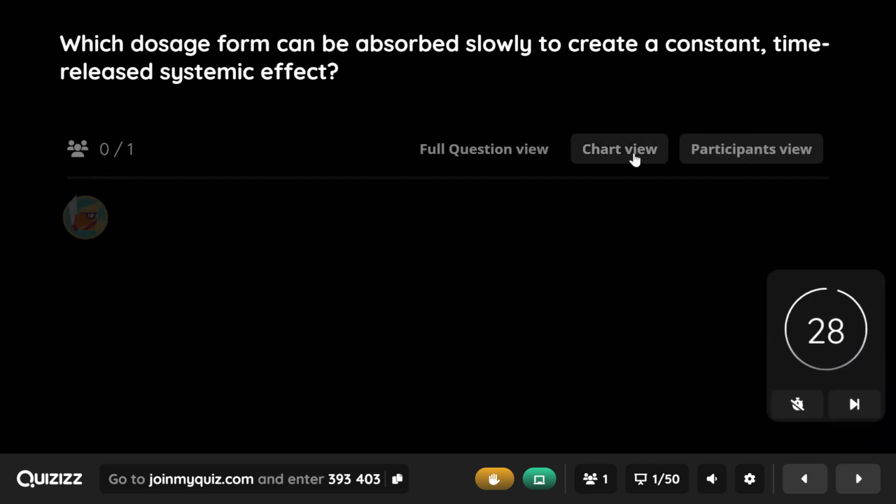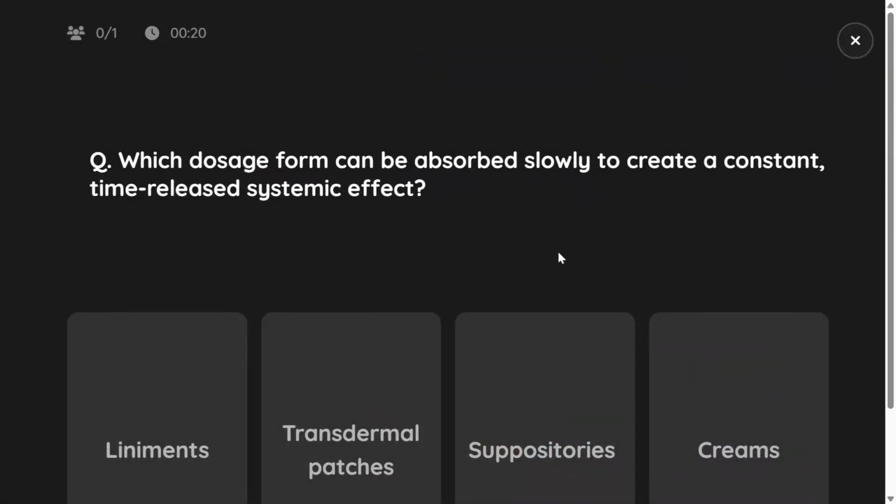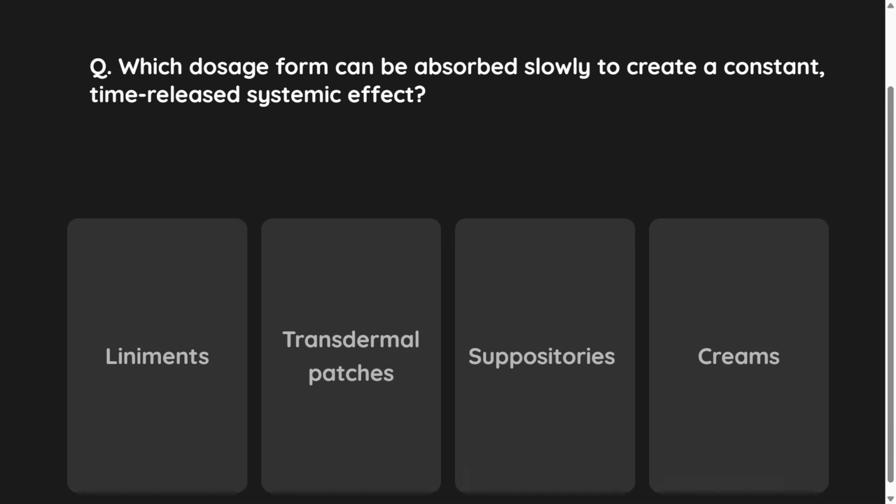All right, which dosage form can be absorbed slowly to create a constant time-release systemic effect? Is this going to be a liniment, transdermal patches, suppositories, or creams? I'll give you guys some time to think about it.